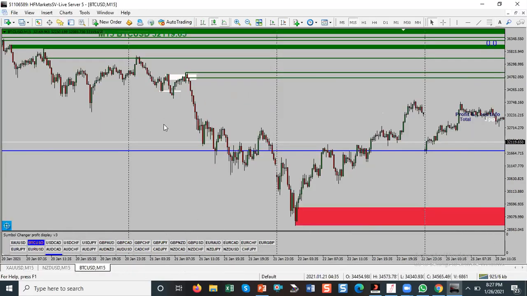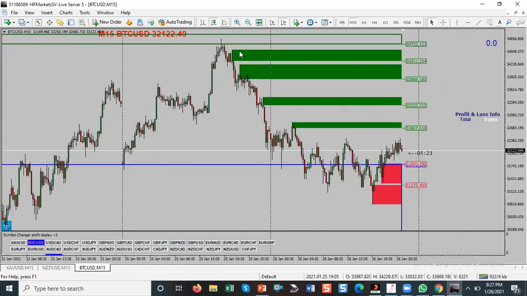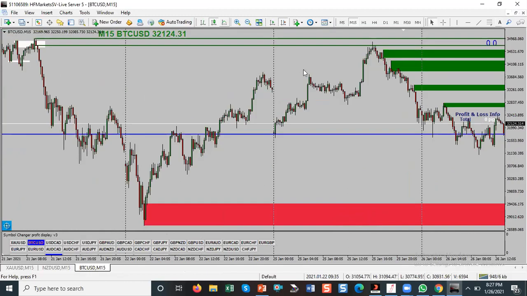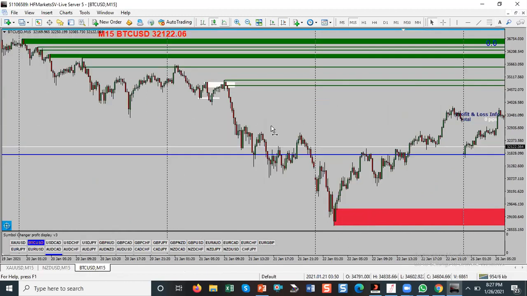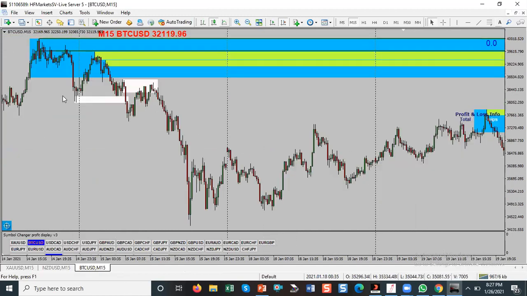Yes, so you can see them now. This is the 15 minutes supply zone, supply zone, supply zone. See the way price is dropping from those areas. Demand zone, demand zone. This supply zone, price tested it here and dropped down. This is a supply zone. Price tested it here and dropped down. Supply zone, supply zone, supply zone, and supply zone.